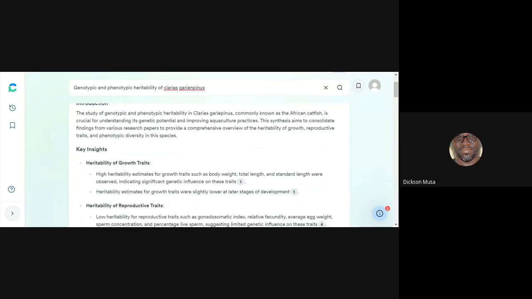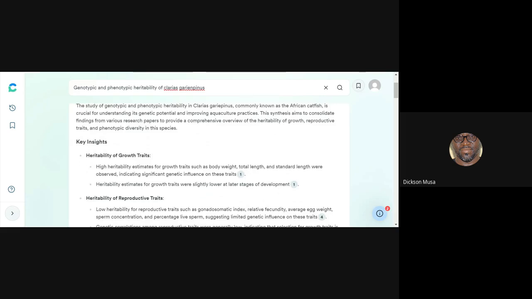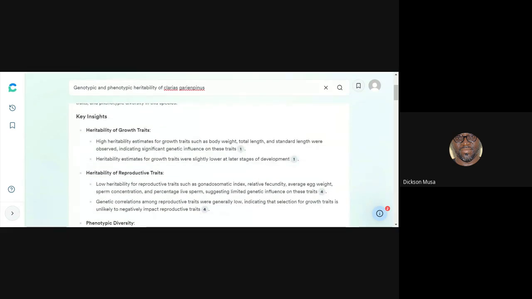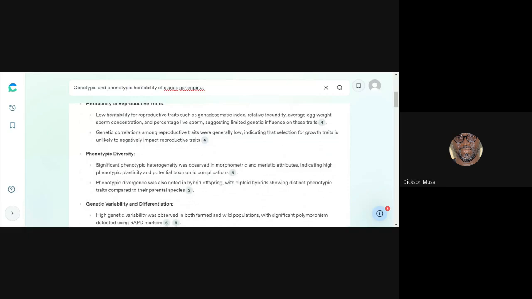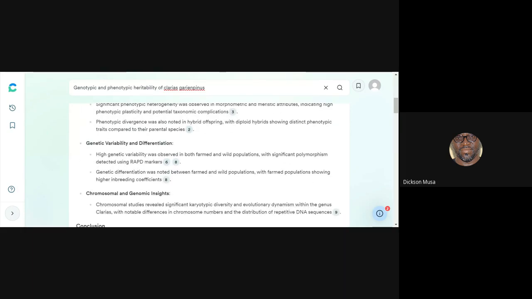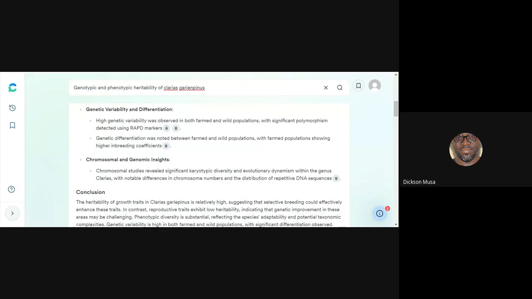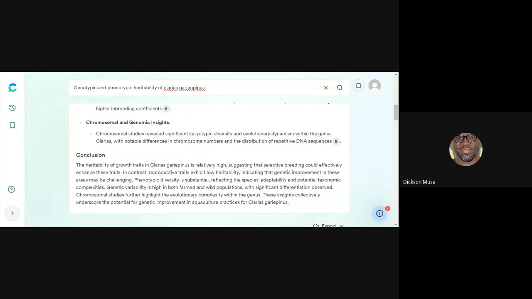So 9 papers were analyzed. It gave key insight into heritability of growth traits, heritability of reproductive traits, phenotypic diversity, genetic variability and differentiation, chromosomal and genomic insights. Wow.